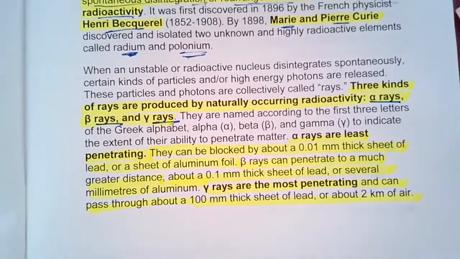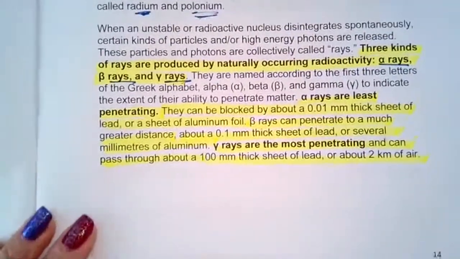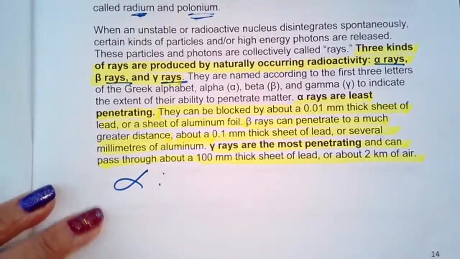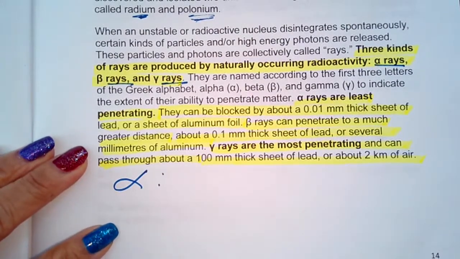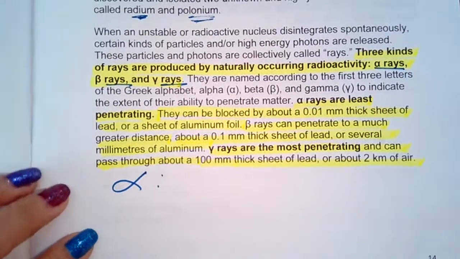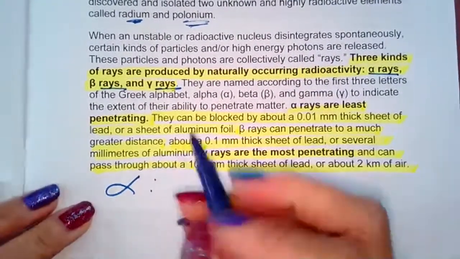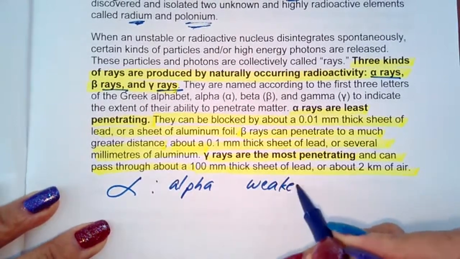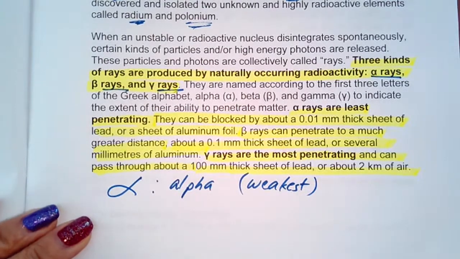They are named according to the first three letters of the Greek alphabet. If you look at the comparison between the three types of ray, you have the alpha, which is the weakest of all, and it can actually be blocked by a sheet of aluminum foil. So if you have a single aluminum foil, that will protect you from the alpha waves already. So this is the weakest. Even your clothing and paper can partly block alpha rays.